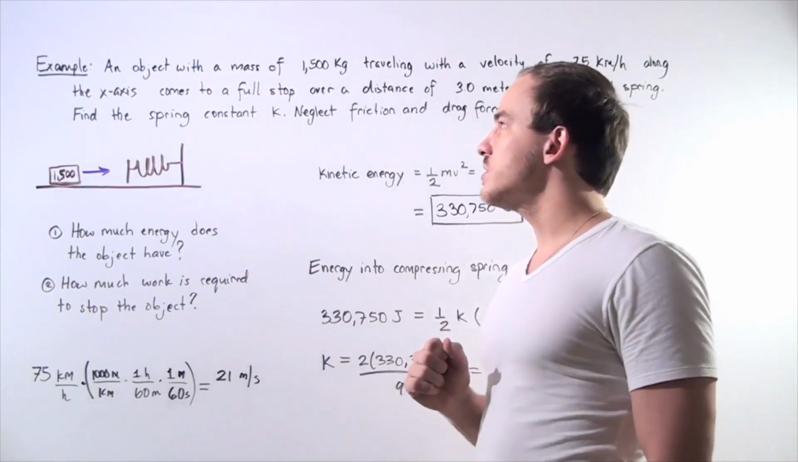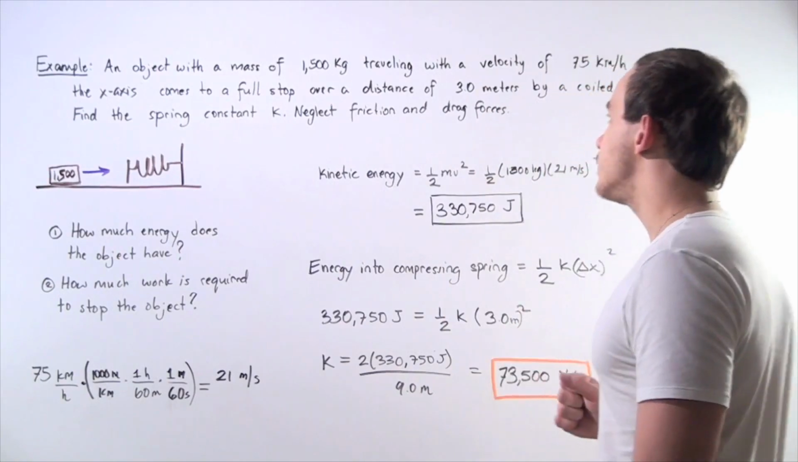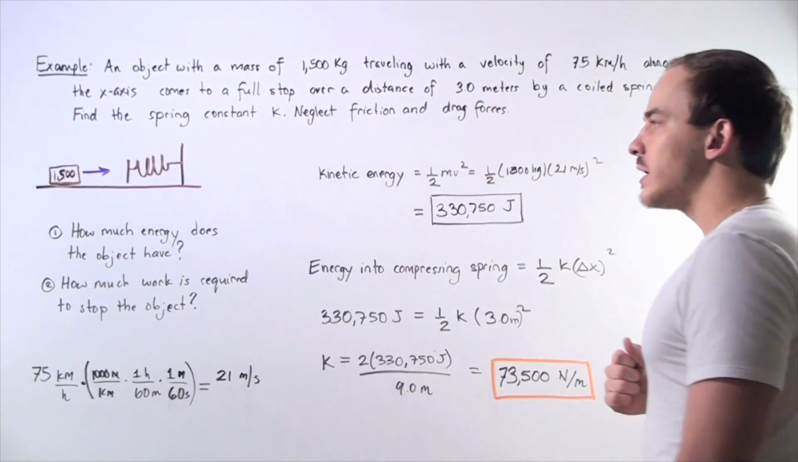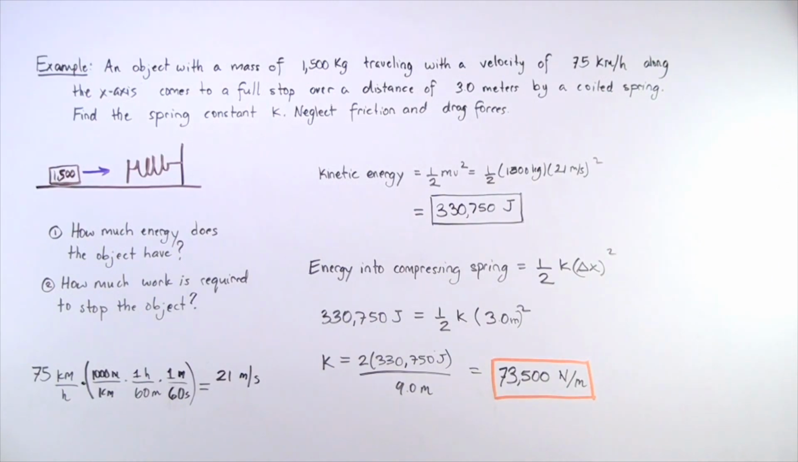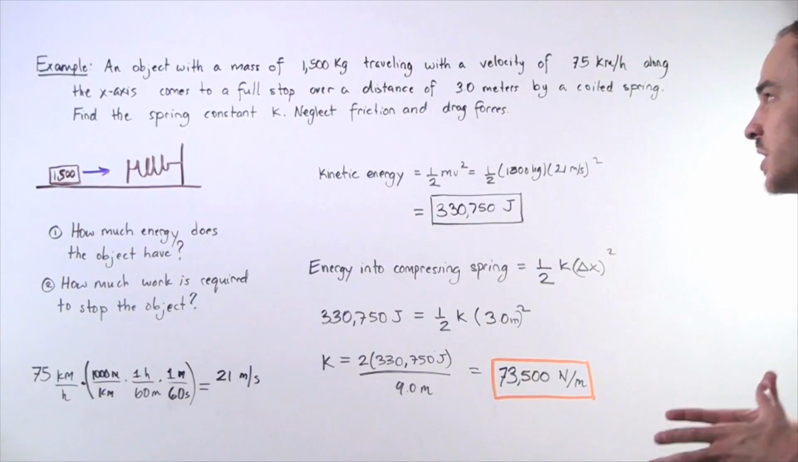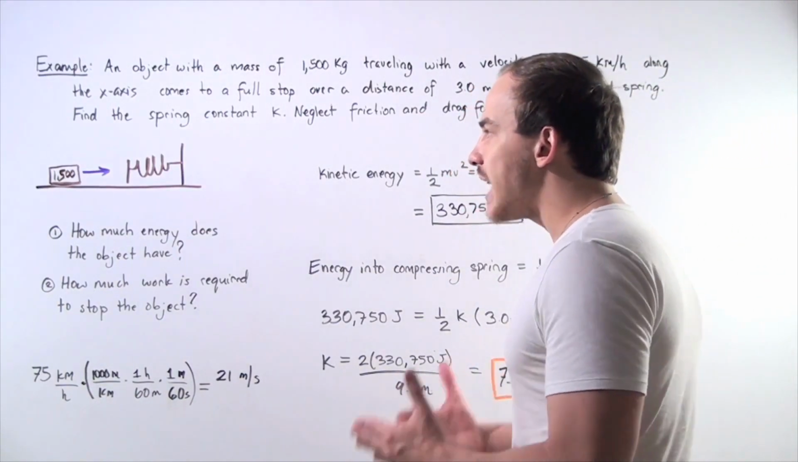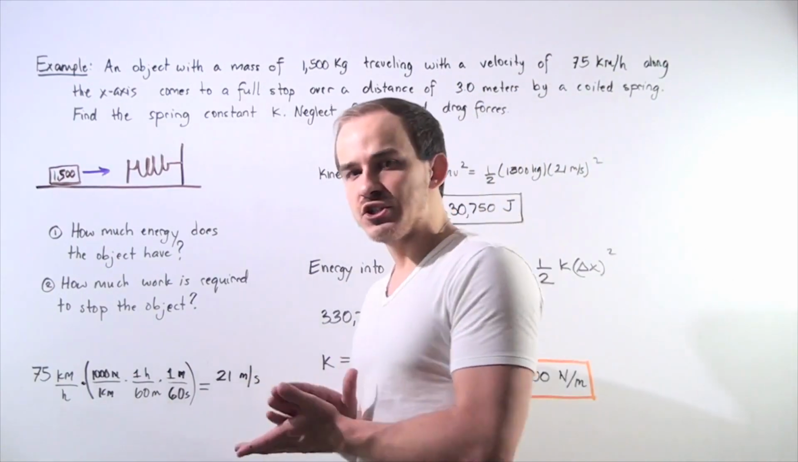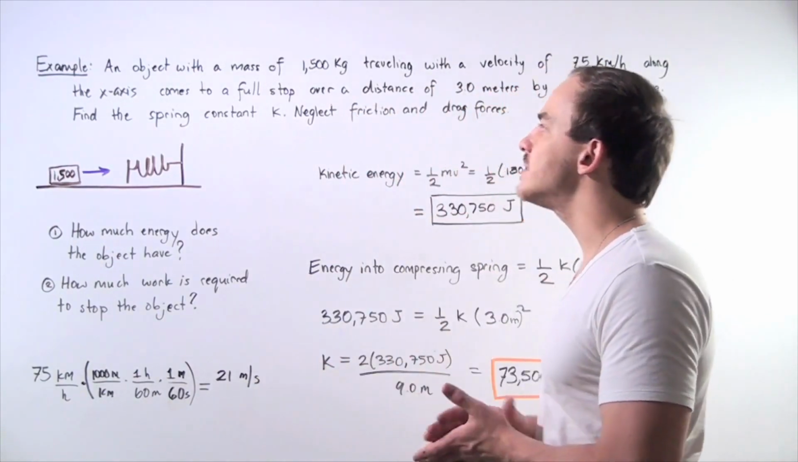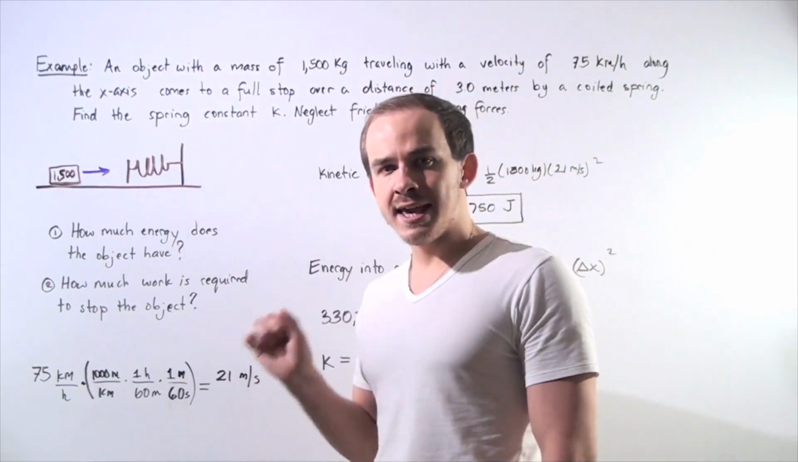So let's suppose that we have an object that has a mass of 1500 kilograms and it's moving along the ground along the x-axis with a velocity of 75 kilometers an hour. Now our object comes to a complete stop over a distance of 3 meters, and it's stopped by a spring. This spring has a certain stiffness given by a spring constant, and we want to calculate what this spring constant k is.